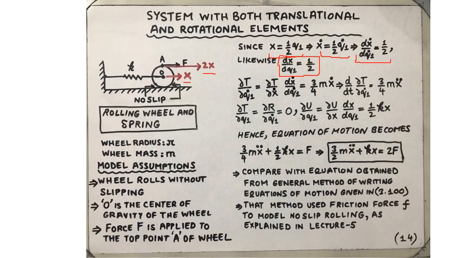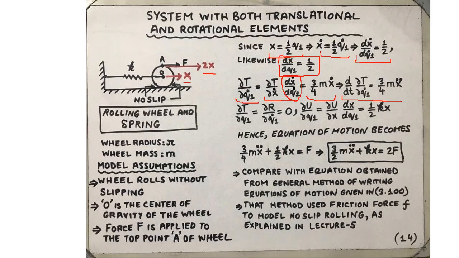If we next proceed to calculating the partial derivative of kinetic energy with respect to q1 dot, apply the chain rule to split this derivative into the partial derivative of kinetic energy with respect to x dot times the derivative of x dot with respect to q1 dot. That turns out to be 3 over 4 times m x dot. And taking the time derivative of the resulting expression would simply give us 3 over 4 times x double dot times the mass.